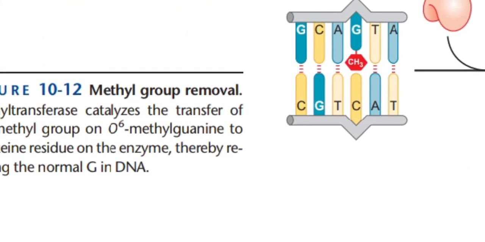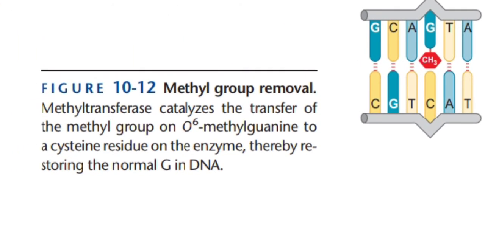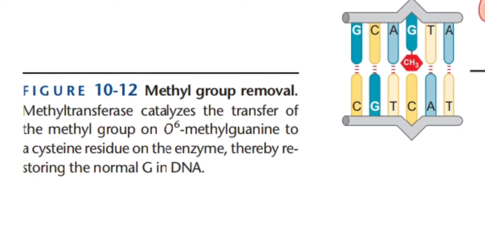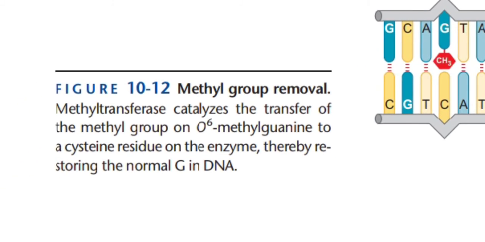So it is saying here methyl transferase, or the full name methyl guanine methyl transferase, because here it is removing the methyl group from the 6th position of guanine. That's why it's O6. So methyl transferase is catalyzing the transfer of the methyl group from the O6 methyl guanine to a cysteine residue on this enzyme, and thereby restoring the normal guanine in the DNA.